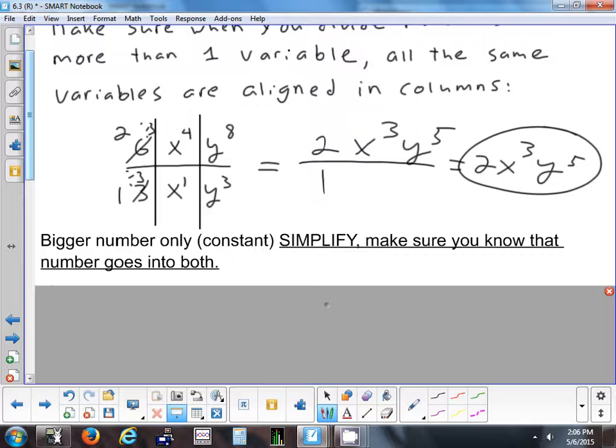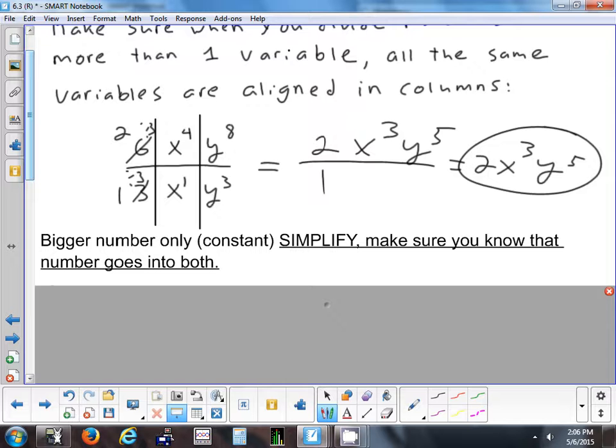How did you get 2 on the top? Because he simplified it by 3. He divided the top by 3. He divided the bottom by 3. This here? That was already there. Yeah, that was already x to the 4th. That was already y to the 8th. Then he added a 1 to the bottom, and then y to the 3rd was already there.